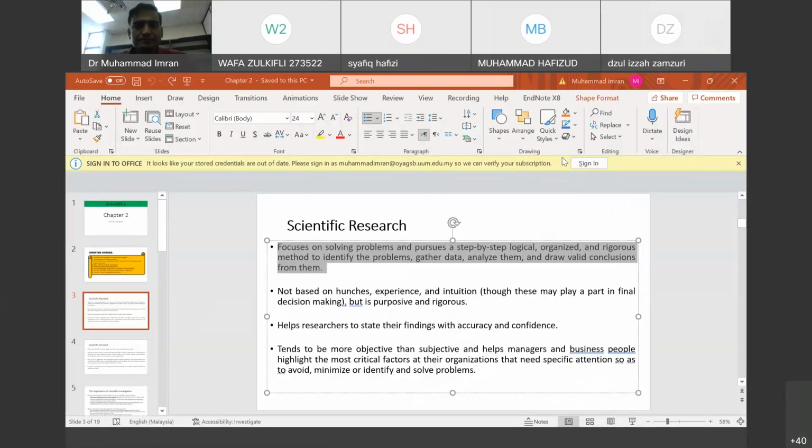Okay, let's discuss. Scientific research focuses on solving a problem by following a step-by-step, logical, organized, rigorous, clear, and careful method to identify the problem, then collect data about the problem, analyze the data, and draw a result on the basis of that analysis. It is not based on hunches, experience, and intuition. Intuition means sixth sense.